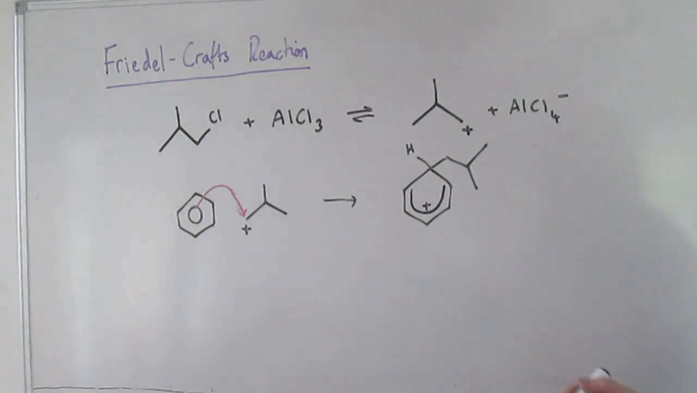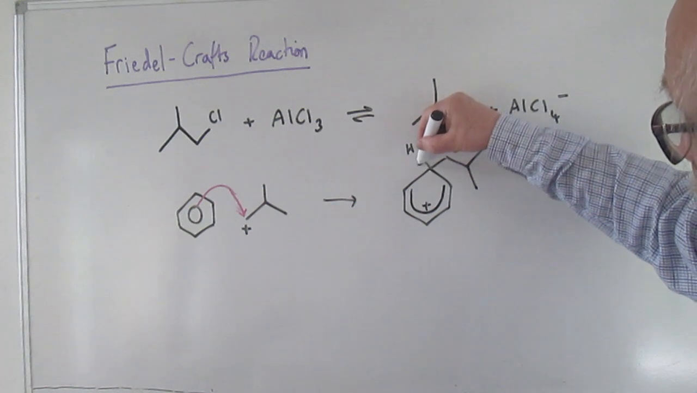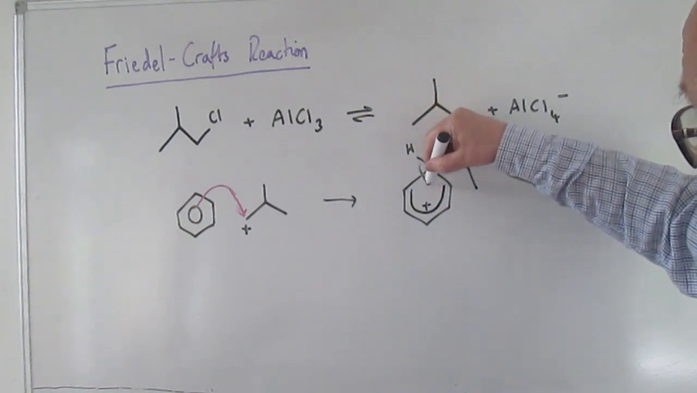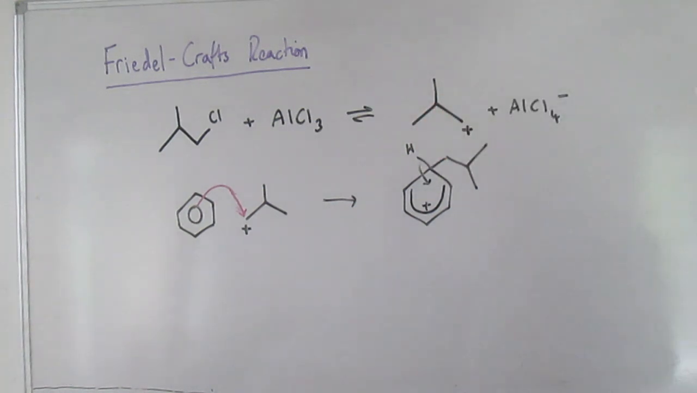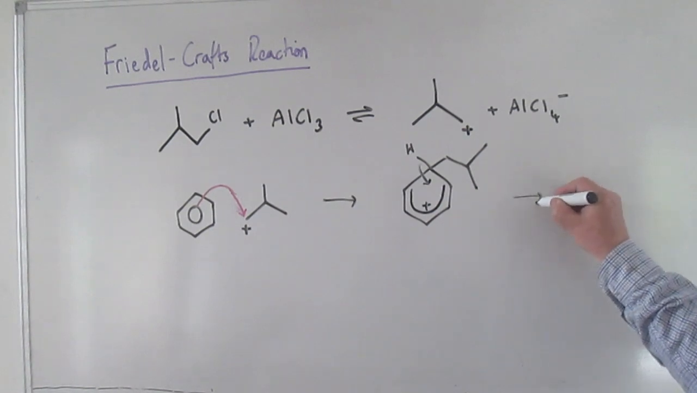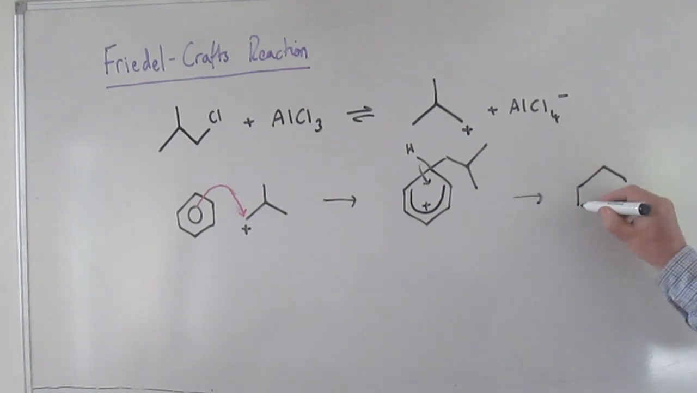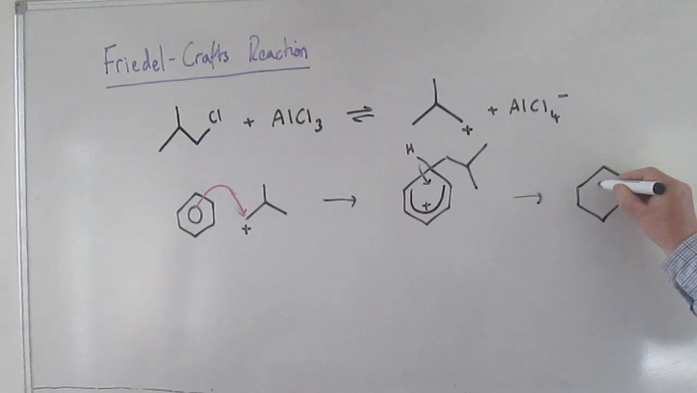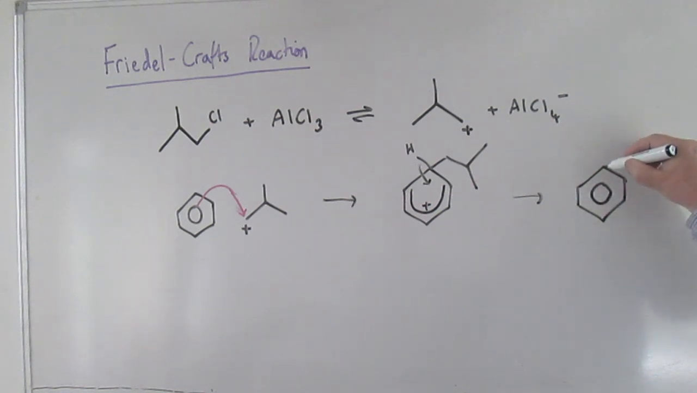To restore that to being aromatic once again, we have to break that bond from carbon to hydrogen, and that will give us our organic product. It's going to look like this. It's got the benzene ring back again, and we've got the alkyl group on there, and an H+.